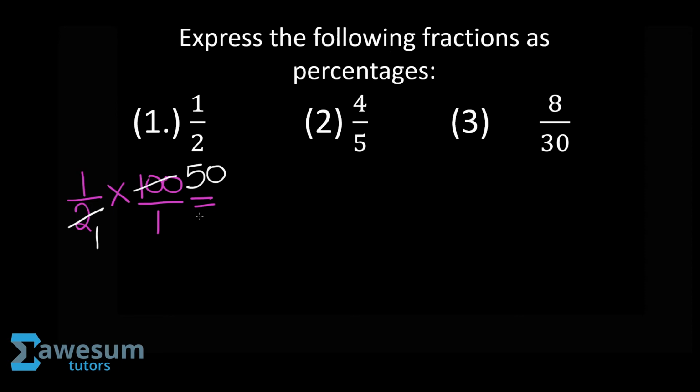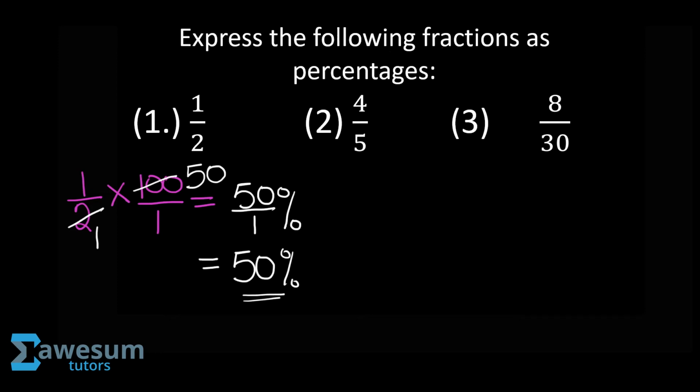If you take a look, nothing can divide anymore, right? So I can multiply out. 1 times 50 is 50. 1 times 1 is 1. And take note, we are converting to percentage, right? So you have to put the percent sign. And 50 over 1 is the same thing as 50. So your final answer will be 50%. Very easy.